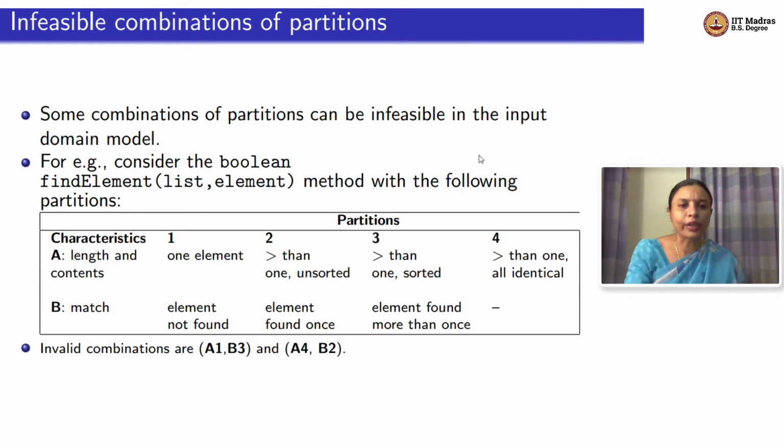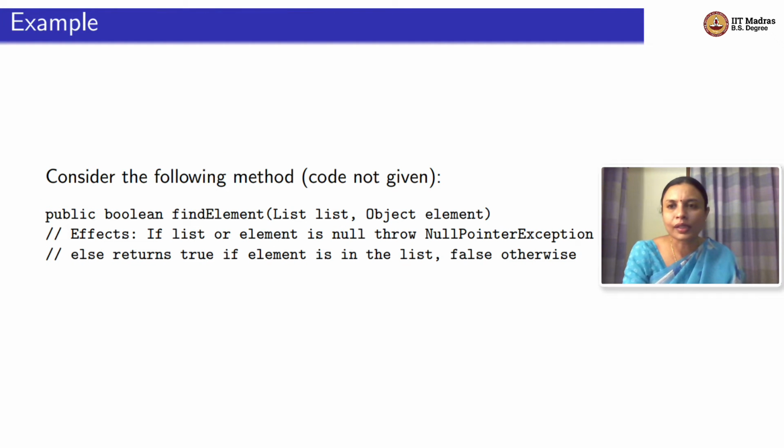So I'll show you one more example. So let me just go to that particular slide first. If you remember, we had introduced this finding an element in a list. Again, we didn't have the source code. We looked at this method, find element. It takes two arguments, two inputs. One was the list, the other one was the element to be found in the list. So if the element is found, then you return true, otherwise you return false. If the list or the element is null, then you throw a null pointer exception.